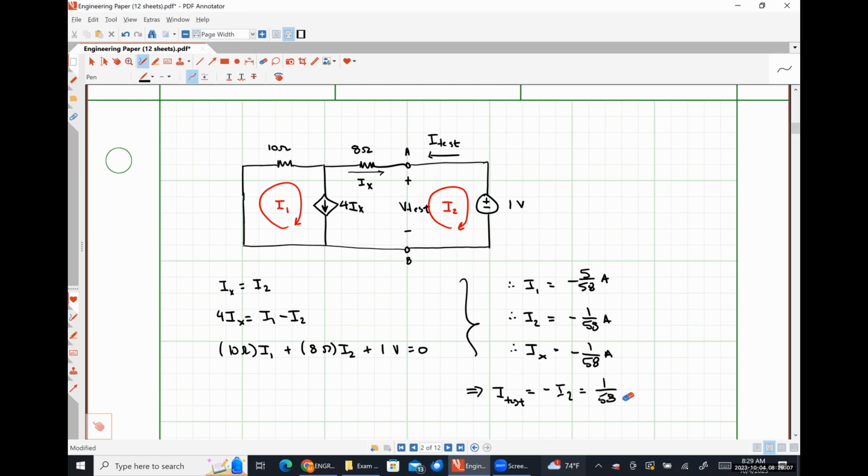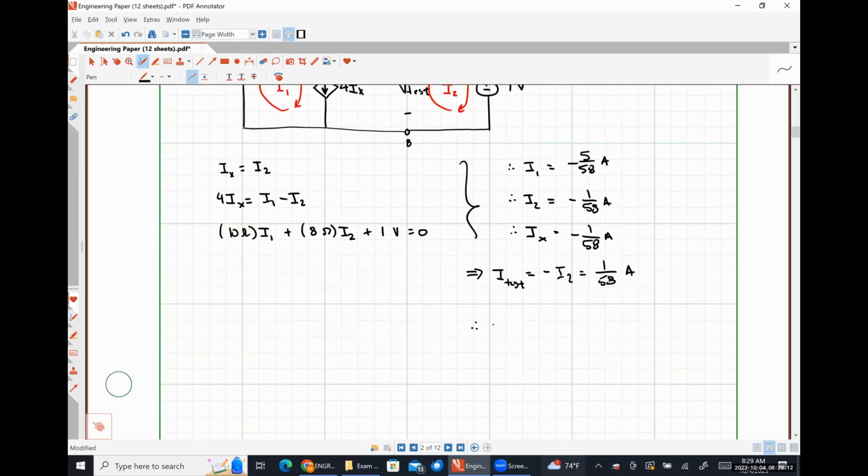Sorry, the amp should go in the middle there. And from this, our Thevenin resistance is going to be V test over I test, which is 1 volt over 1/58 amps. Very obviously comes out to be 58 ohms. So we got the exact same result. That's great.